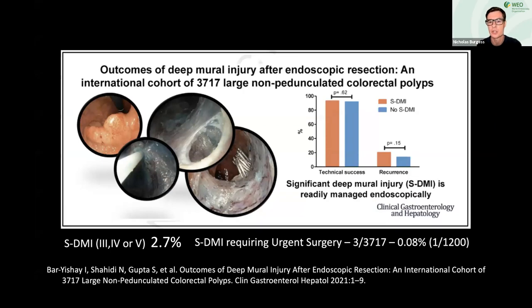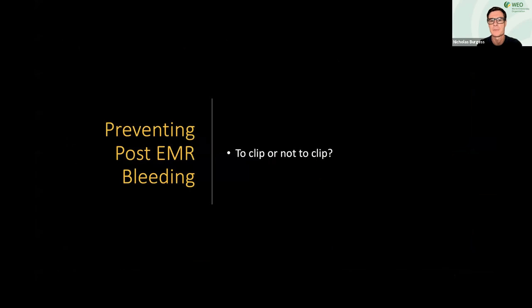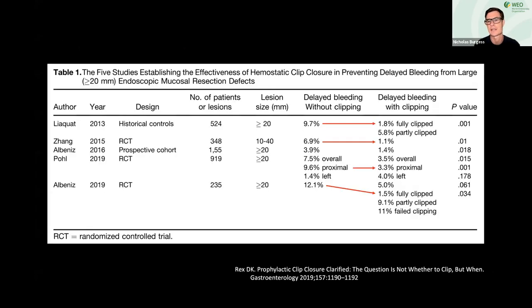We've seen in a large international cohort that these injuries are uncommon. But if we deal with them appropriately, the chance of requiring urgent surgery is very, very low. Only 3 in 3,700 resections in this study. When you close the lesions, make sure you move sequentially across, starting from one side and moving across to zipper it closed. It's a difficult technique, but you must practice it and you'll master it.